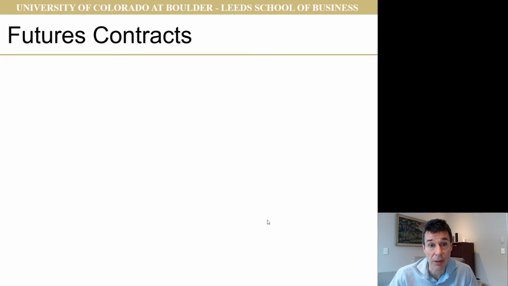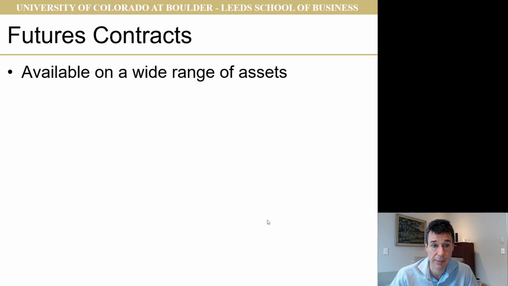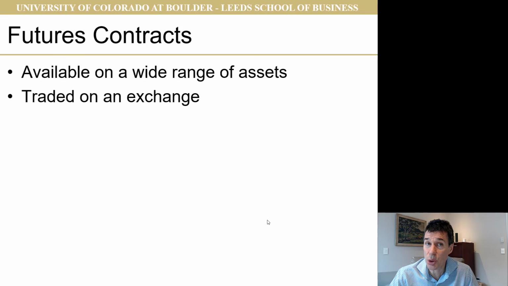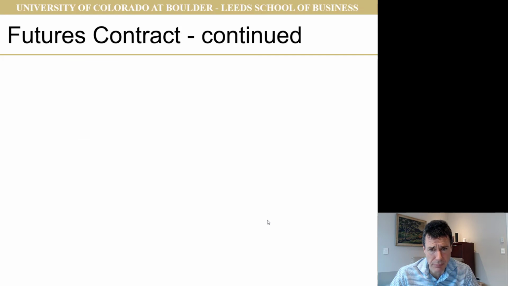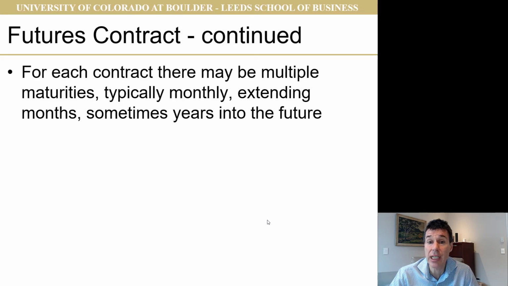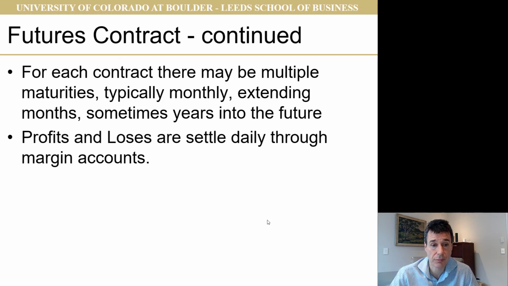All right, we've talked about forward contracts. Now we talk about futures contracts. So futures contracts are available on a wide range of assets. They're traded on an exchange, and they have really precise specifications. So I can't negotiate my futures contracts. They specify what can be delivered, where it can be delivered, when it can be delivered. For each contract, there may be multiple maturities, typically monthly, although often not every month, extending into the future, sometimes months, sometimes years into the future.